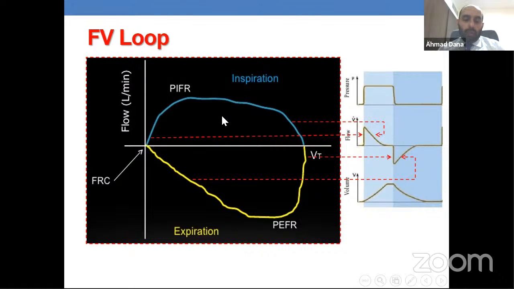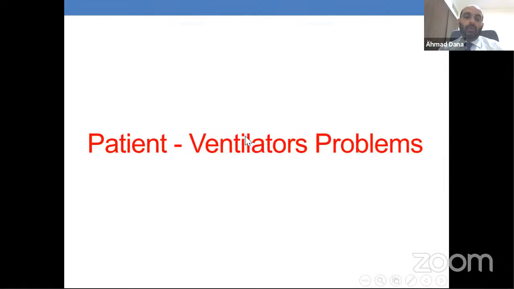So the importance of this flow volume loop is mainly for the resistance. If there is a problem with the resistance, if there is a problem with obstruction, this loop will help you. Okay, now we will go to the clinical application.